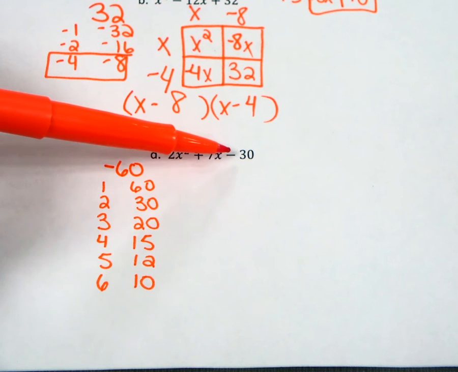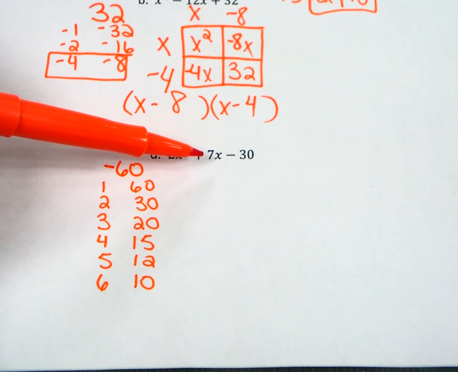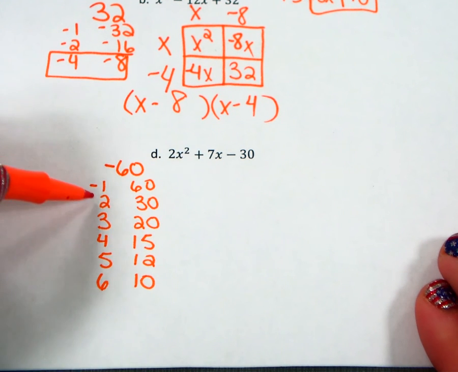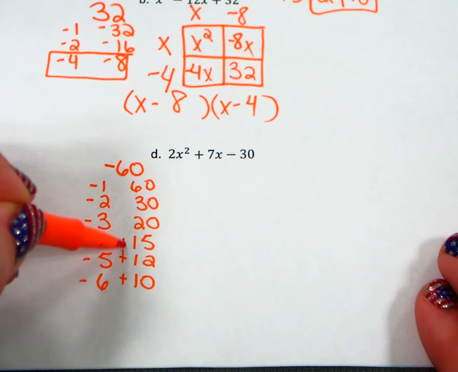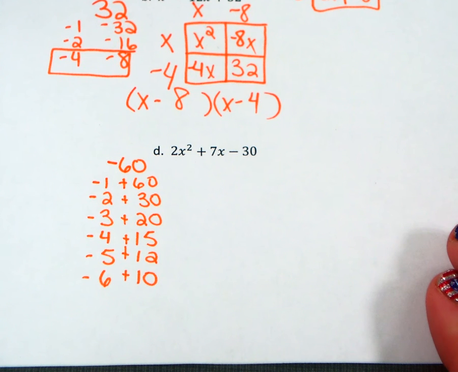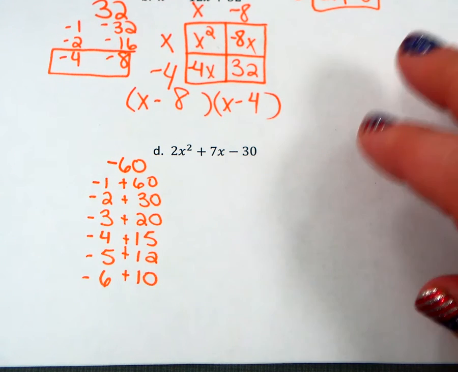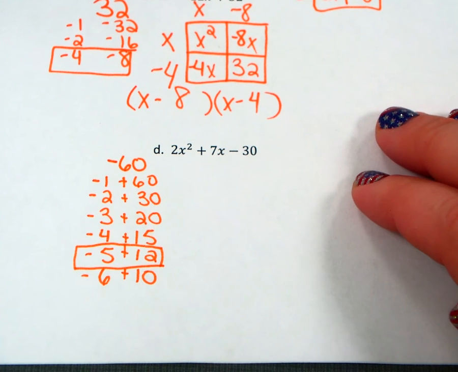Then take a look at the sign of the last number. It's negative. That means that we want one positive, one negative. The sign of the middle number is positive, so our larger factor should be positive. So since we wrote these in order, we can just go down the line and make all the smaller ones negative and all the larger ones positive. Take a look at your pairs and see which one adds to be a positive 7x. That would be negative 5 and 12.